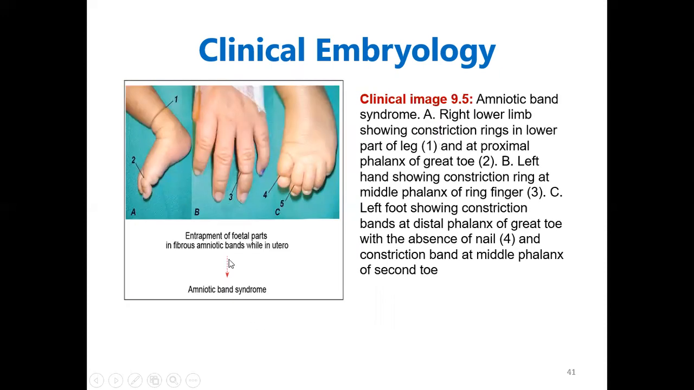Then is amniotic band syndrome. The right lower limb shows constriction rings in the lower part of the leg and at the proximal phalanx. Over here you can see. Then the left hand is showing a constriction ring at the middle phalanx. Then the left foot is showing a constriction band at the distal phalanx of the great toe with absence of nail. So all these are amniotic band syndrome. They form constriction rings around certain areas, and after birth, those come out as certain developmental anomalies.